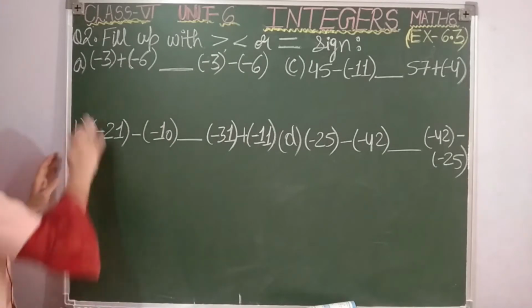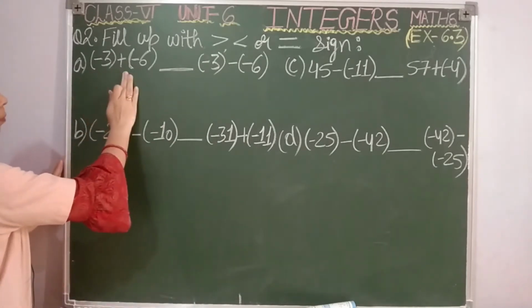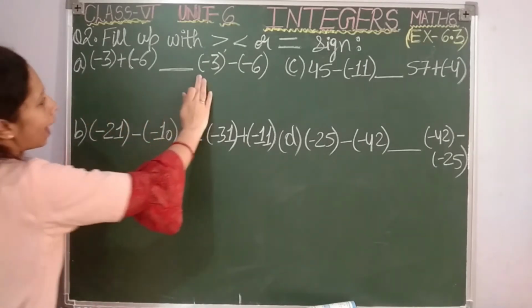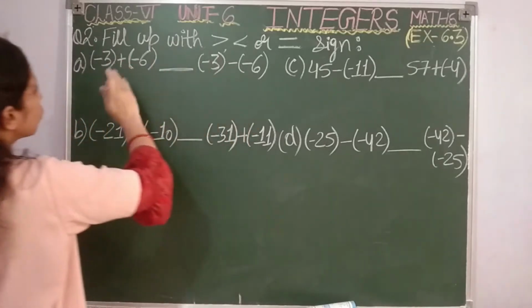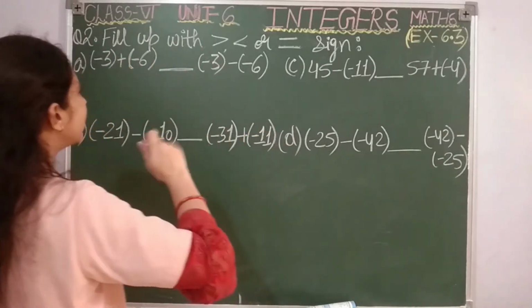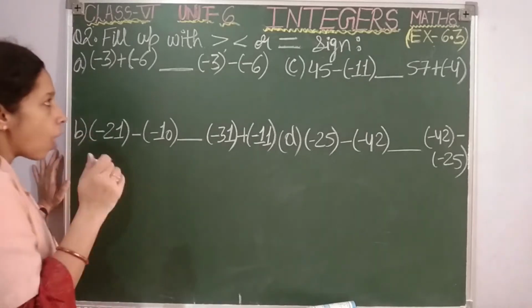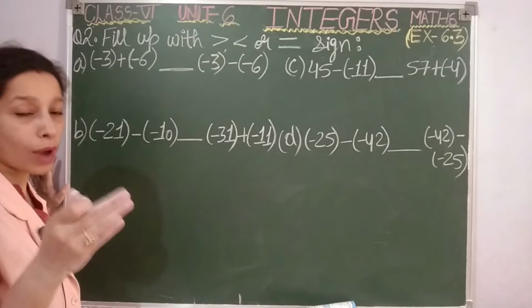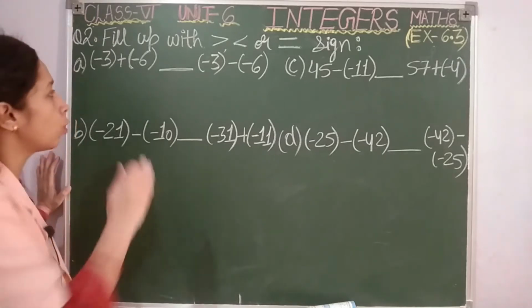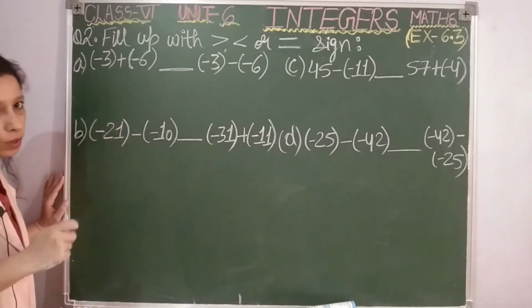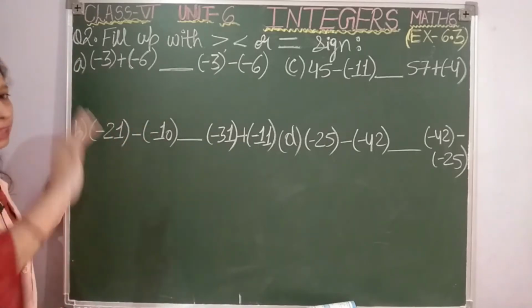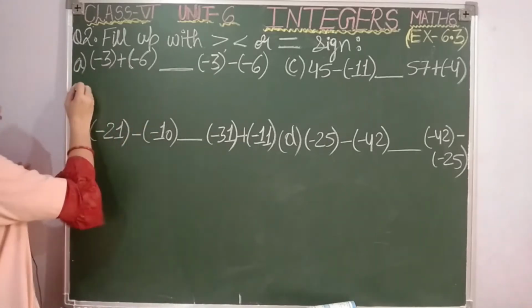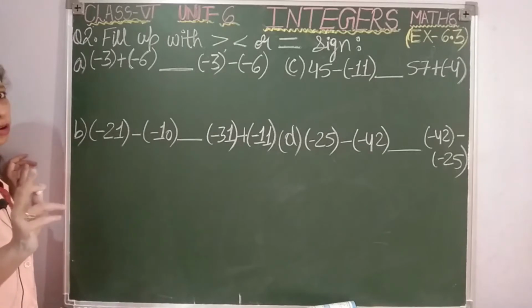First point, students: minus 3 plus minus 6, dash, minus 3 minus minus 6. Two sides are given, you have to tell which one is greater. But right now you can't answer which one is greater, smaller or equal. You have to solve the integers first and then you can answer. Let us see how to solve. How to solve the integers is very clear to you, isn't it?